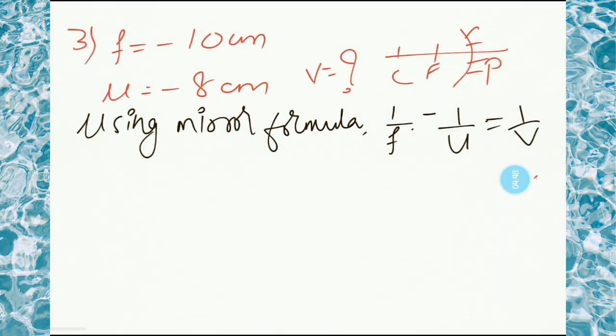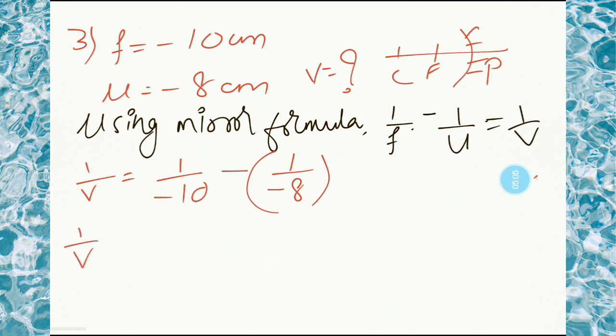So I have changed it over there. Now I hope it is clear. 1 by v equal to, what is f? Minus 10. Put it there. Minus 1 by, what is u? Minus 8. So just put it in bracket.